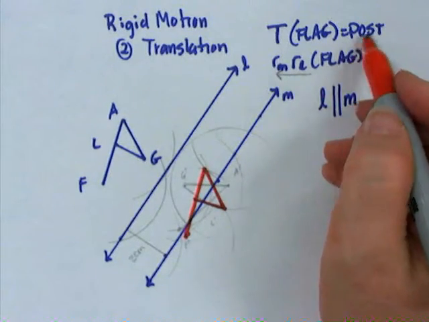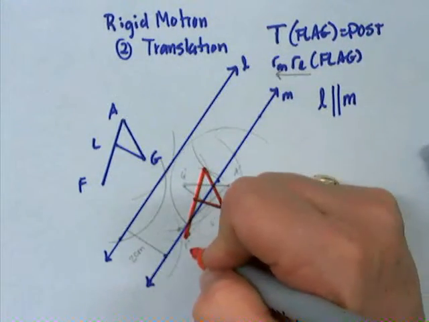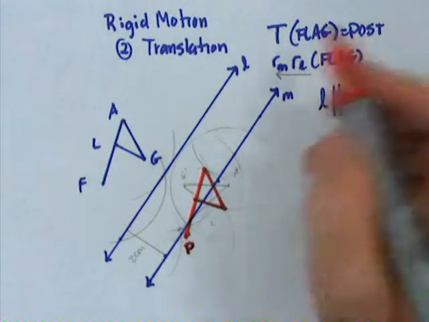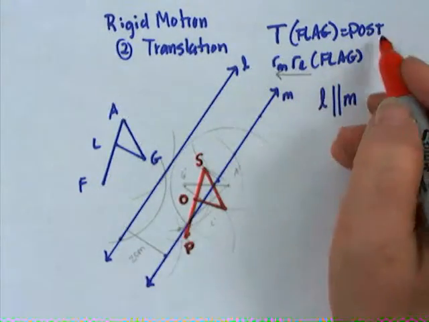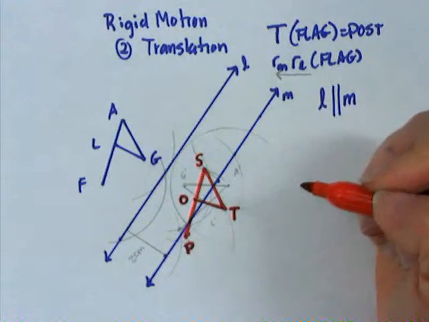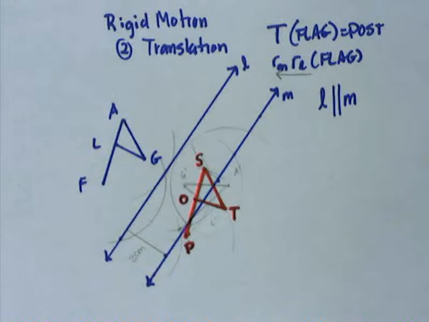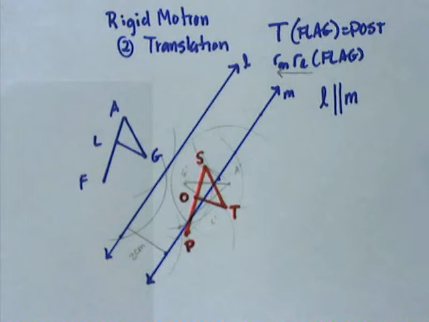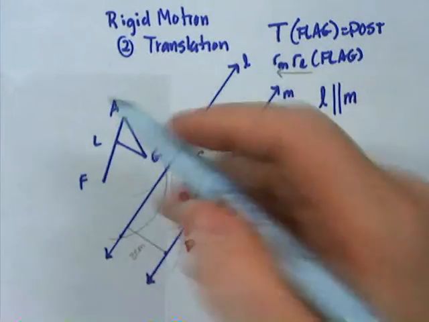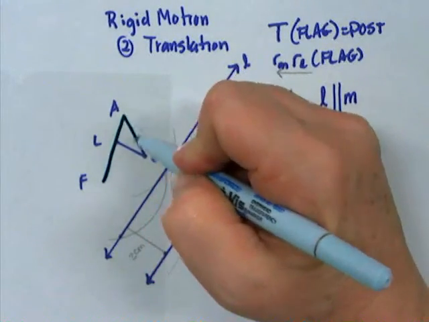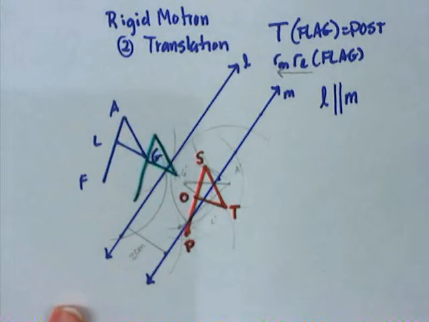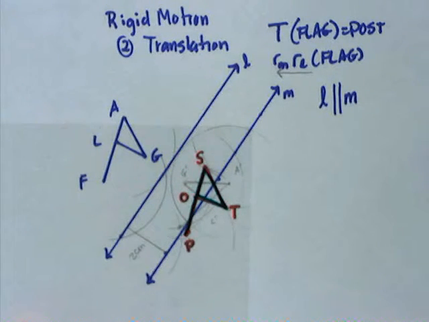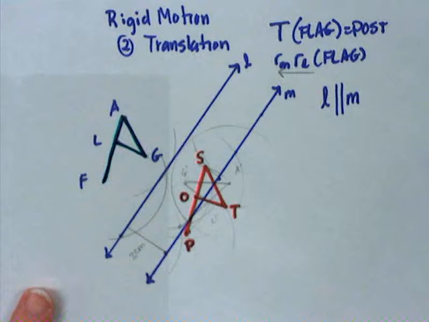I'm supposed to call it POST. F matches up with P, L matches up with O, S matches up with A, and T matches up with G. Now, if you look at the blue and the red, it does look like I slid my shape. I'm going to trace this here. This is my original flag. I want you to notice that it's a slide to here. It's a slide back and forth.